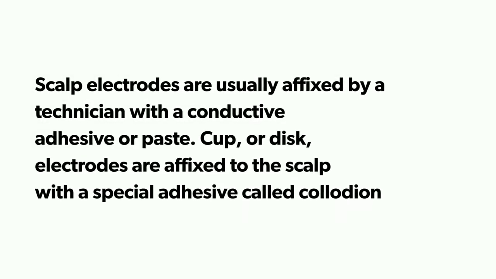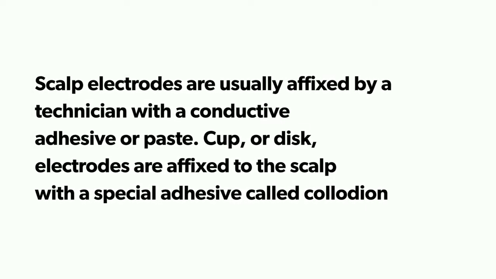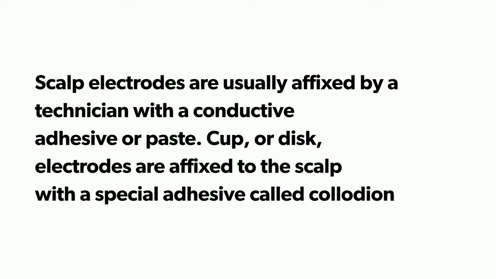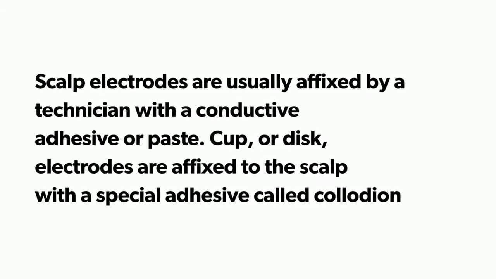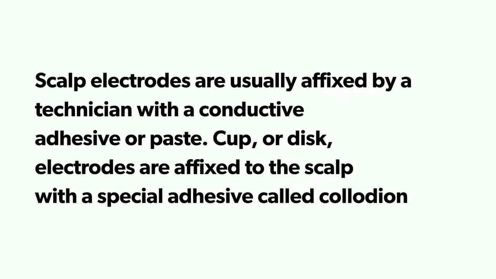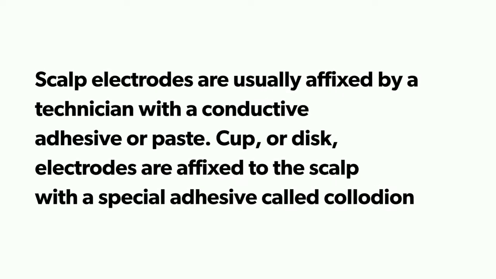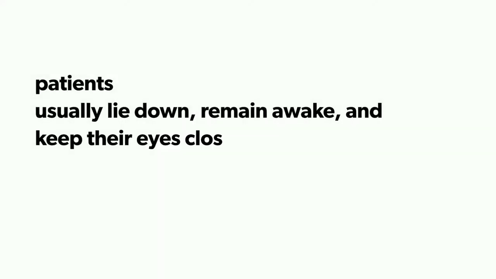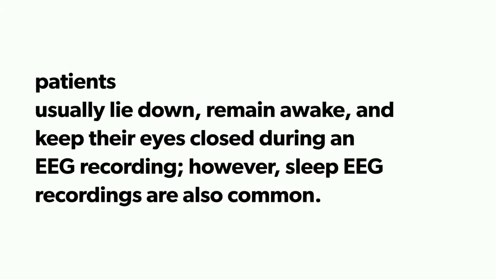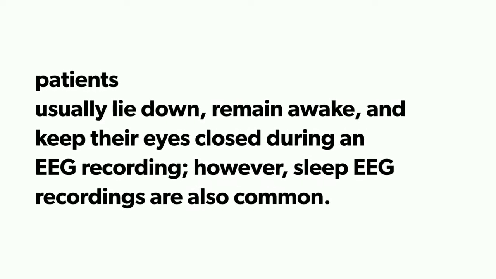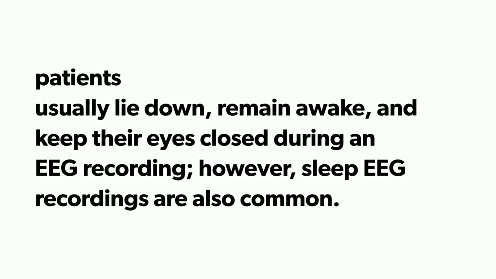These cup electrodes are usually affixed by a technician. Cup or disc electrodes are affixed to the skull with a special adhesive called collodion or with a conductive paste. Regardless of the electrode placement procedure used, the patients usually lie down, remain awake and keep their eyes closed during EEG recording. However, sleep EEG recordings are also common.